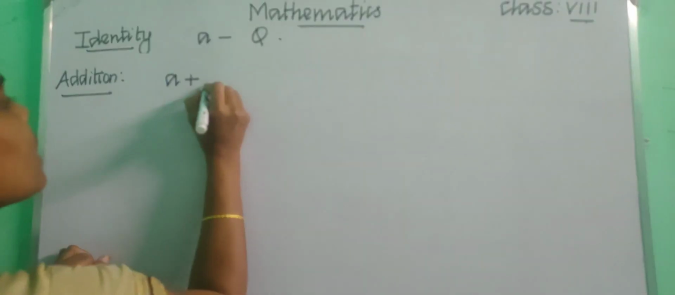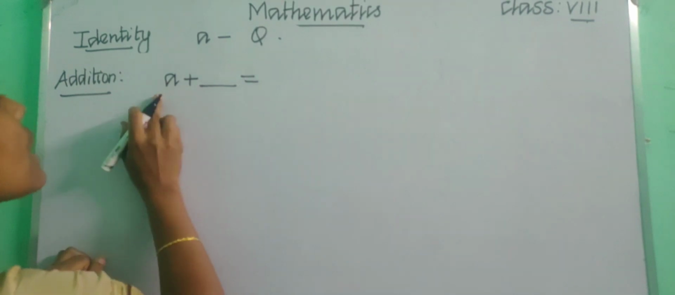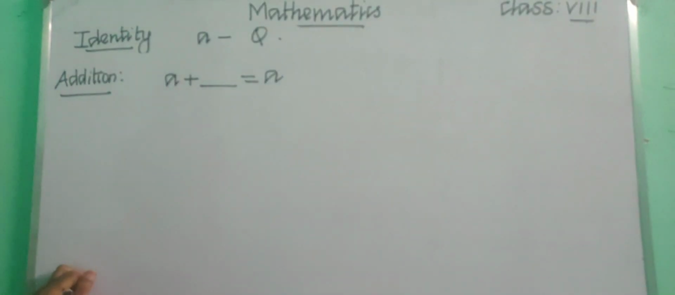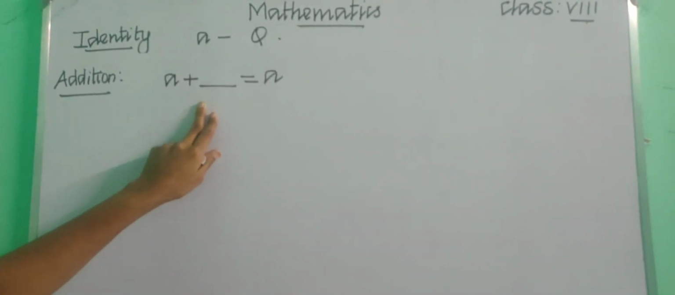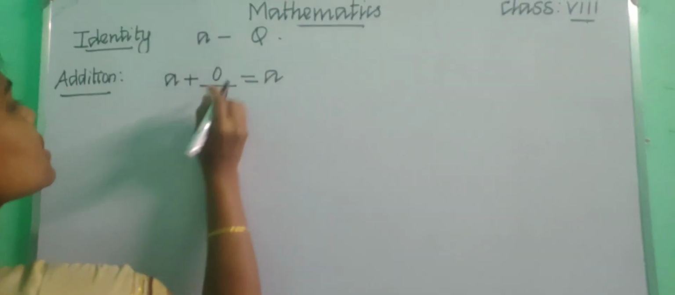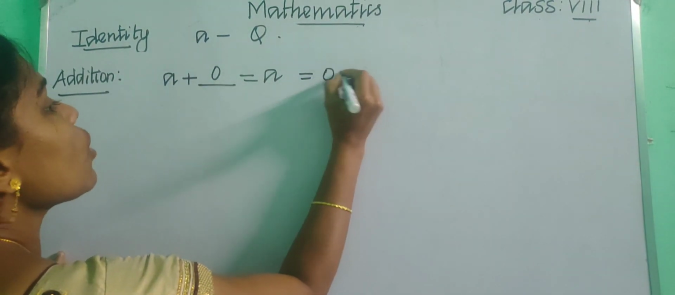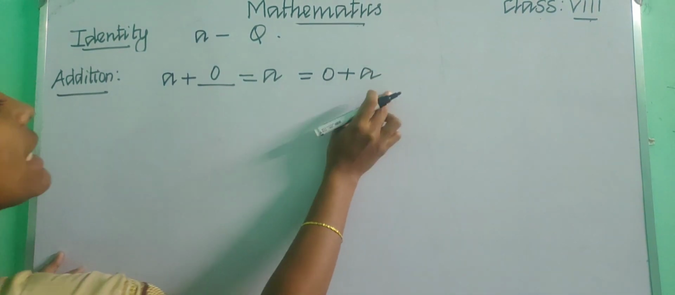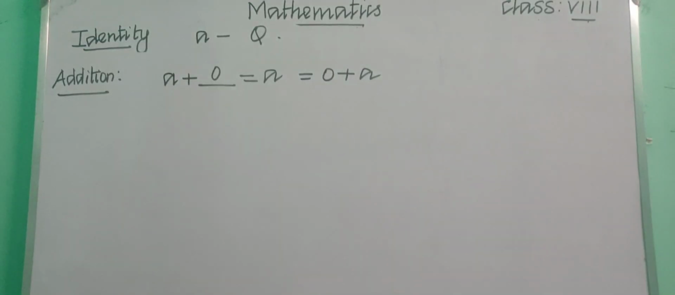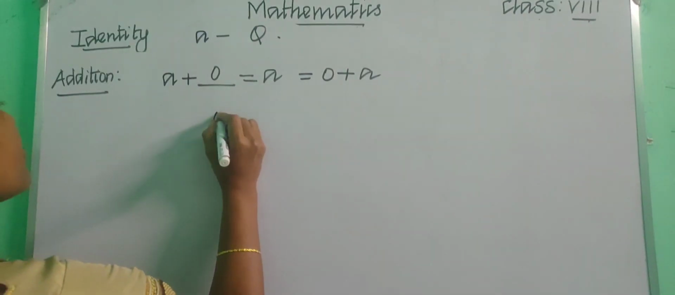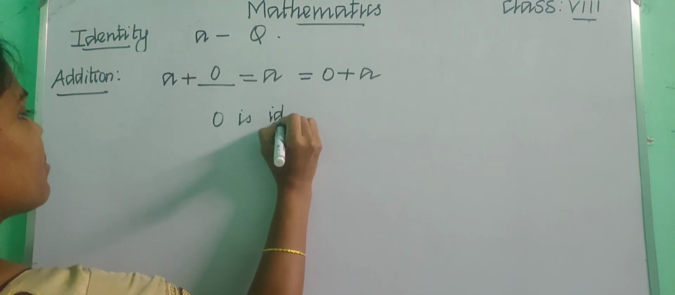So we need to find what will be added to this a to get the same a. What will be added to this? We need to add 0, right? So that we are calling the 0 as the additive identity, okay children. Again if you are adding 0 plus a, what will you get? 0 plus a also gives the same a, right? So that we are calling the 0 as the additive identity, okay children. 0 is the identity.